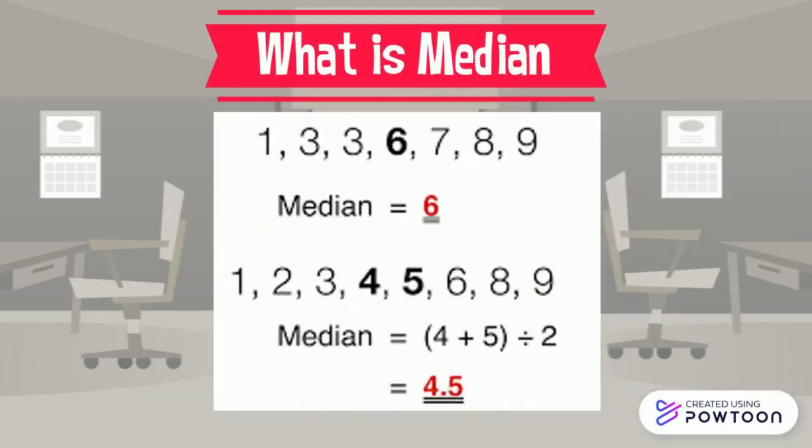It's easy to do when you have an odd number, but if you have an even number of values, take the two middle values, add them, and divide them by 2 to get your median.